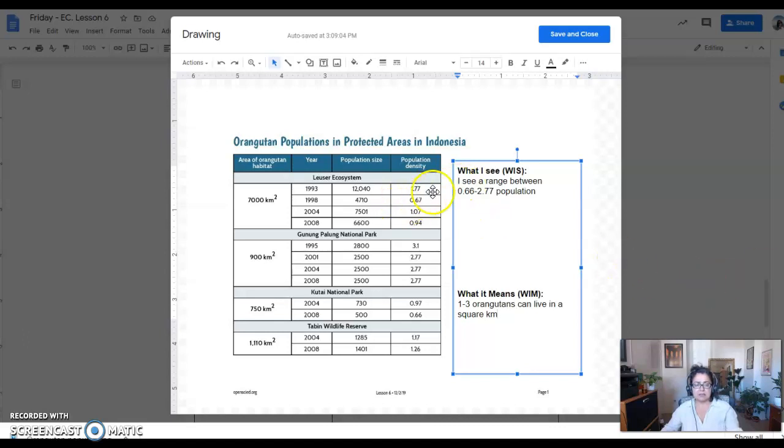So take a look at the data again. Look at these numbers that you got. The population density is basically the number you get when you divide the population size by the area of the habitat. That's how many orangutans can live in 1 square kilometer, is all it means. So take a look at the other numbers and see if you can notice anything. Write it here, and what that means you can write it here. Okay, that's it. And then save and close.